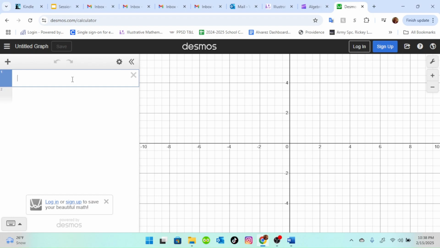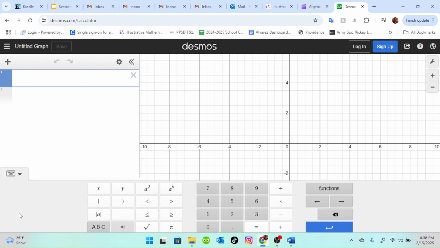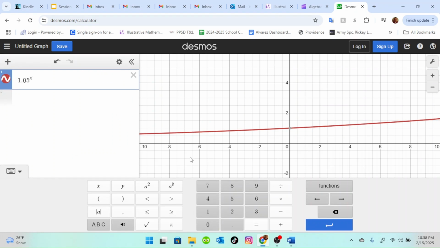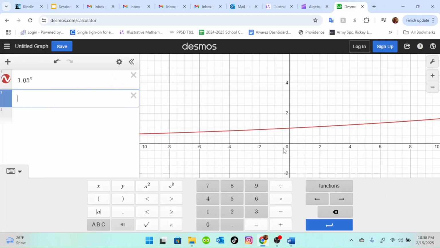So in the Desmos.com calculator, we can click in this first entry, and we had 1.05 to the power of x. So this red line right here represents that equation. Then we click the entry below it, and the other equation was n of x equals 5 over 8 times x.